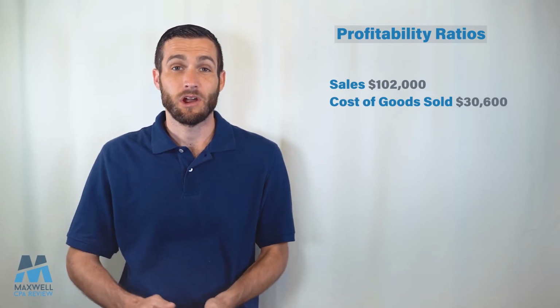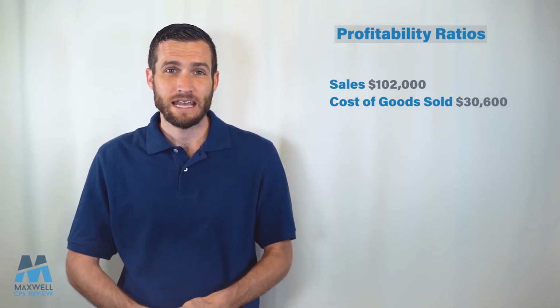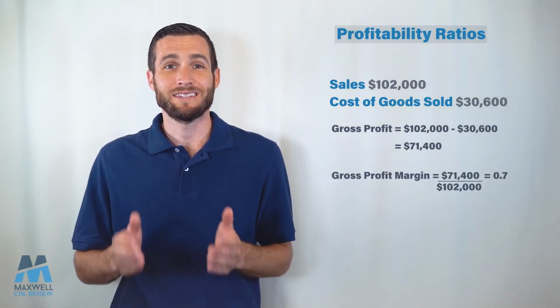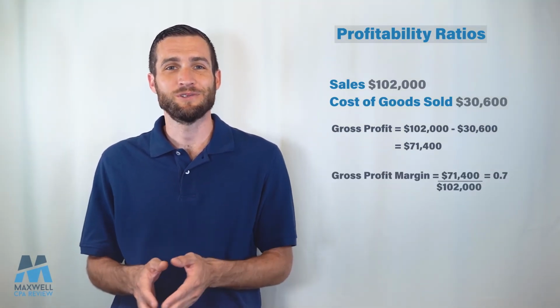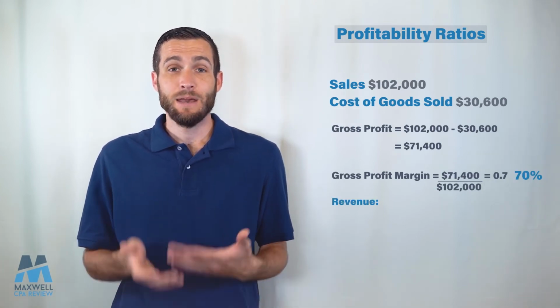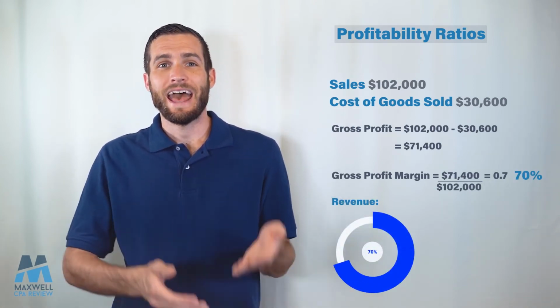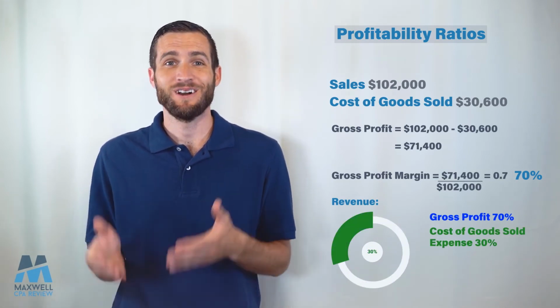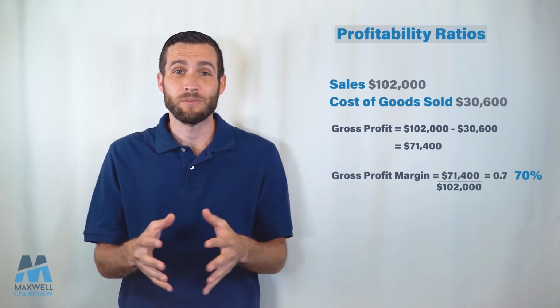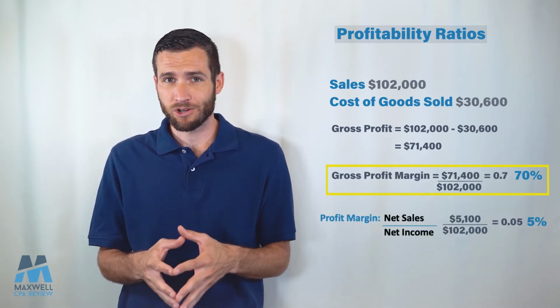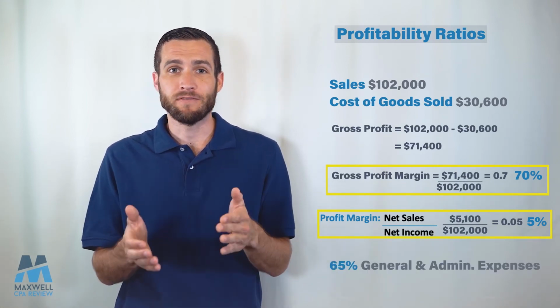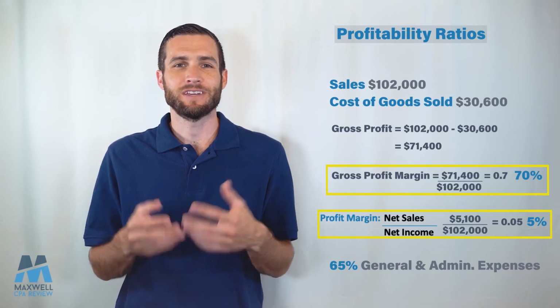So then in our example, our sales were $102,000, our cost of goods sold was $30,600, meaning that our gross profit was $71,400. So our gross profit margin then is $71,400 divided by $102,000, 70%, meaning that we keep 70% of our revenue as gross profit. In other words, our cost of goods sold expense is 30% of our revenue. So now we know that our gross profit margin is 70% and our profit margin is 5%. So what does that mean? That means that 65% of our revenue is to pay for our general and administrative expenses.